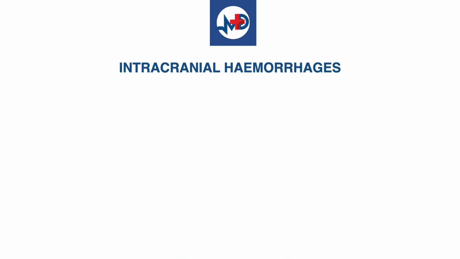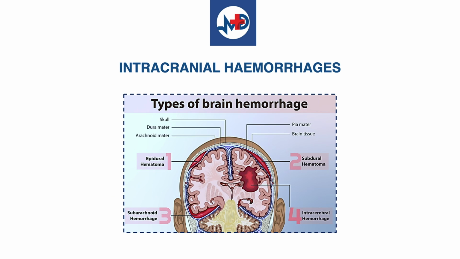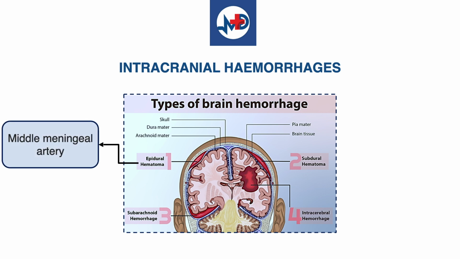Moving on to the next is intracranial hematoma. There are different types of intracranial hematoma as follows. Firstly, epidural hematoma. This occurs when a blood clot forms underneath the skull but on top of the dura. Usually it comes from a tear in an artery called the middle meningeal artery.